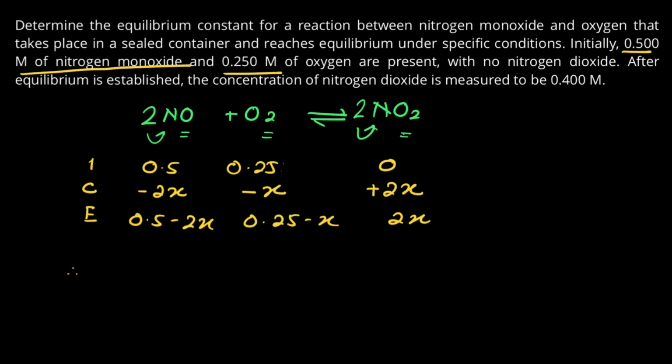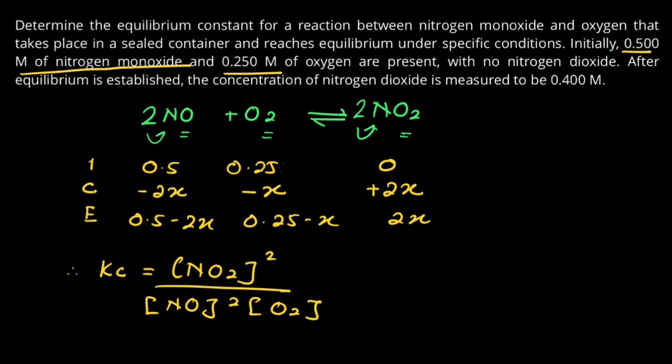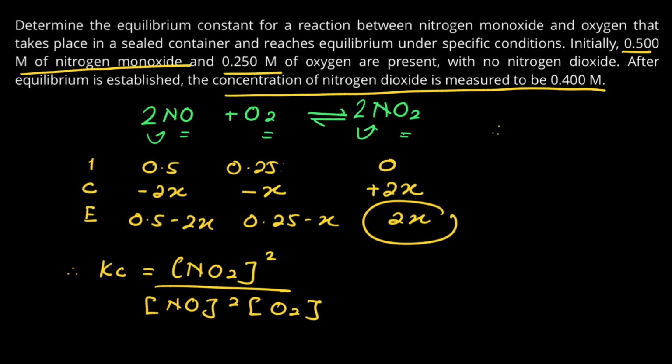Therefore, when you want to calculate, you're going to do the Kc, which is NO2 to the power of 2 divided by NO to the power of 2 times O2. If we look back at the question, it states that at equilibrium, the concentration of nitrogen dioxide is equivalent to 0.4. Therefore, 2x is equivalent to 0.4, so your x is 0.4 divided by 2, which is 0.2.